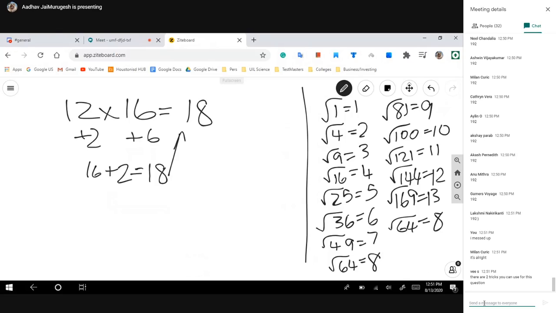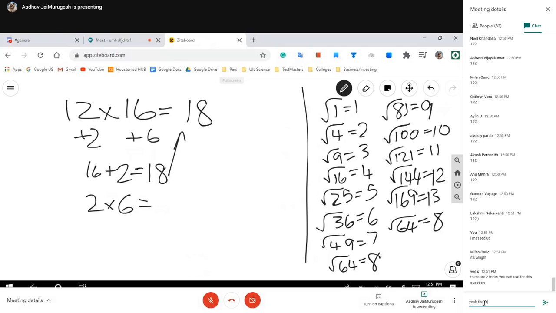Then what we're going to do is multiply 2 times 6. 2 times 6 is just 2 over here, and 6 over here. That's going to be 2 plus 6. And 2 times 6, I'm sorry, 2 times 6 is going to be 12. So it is going to be 12.